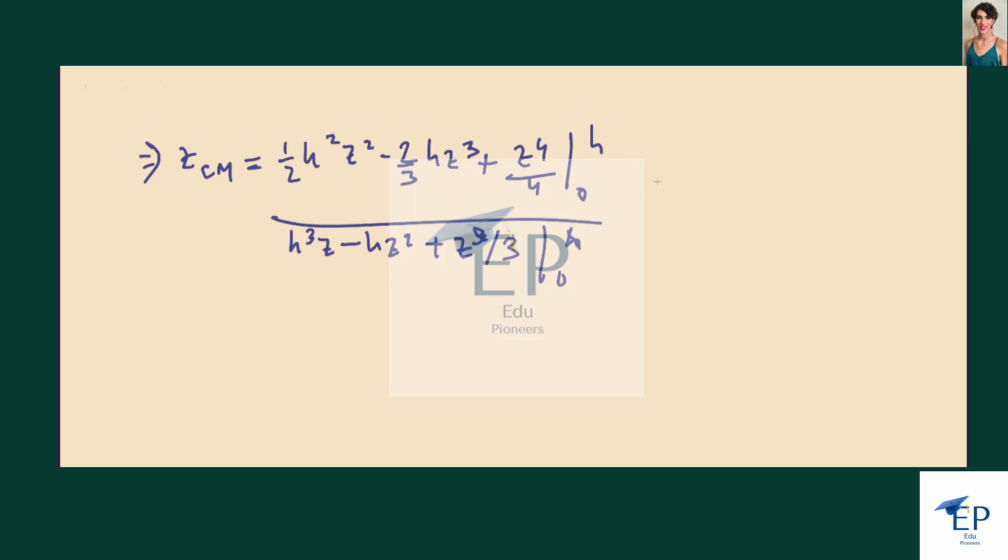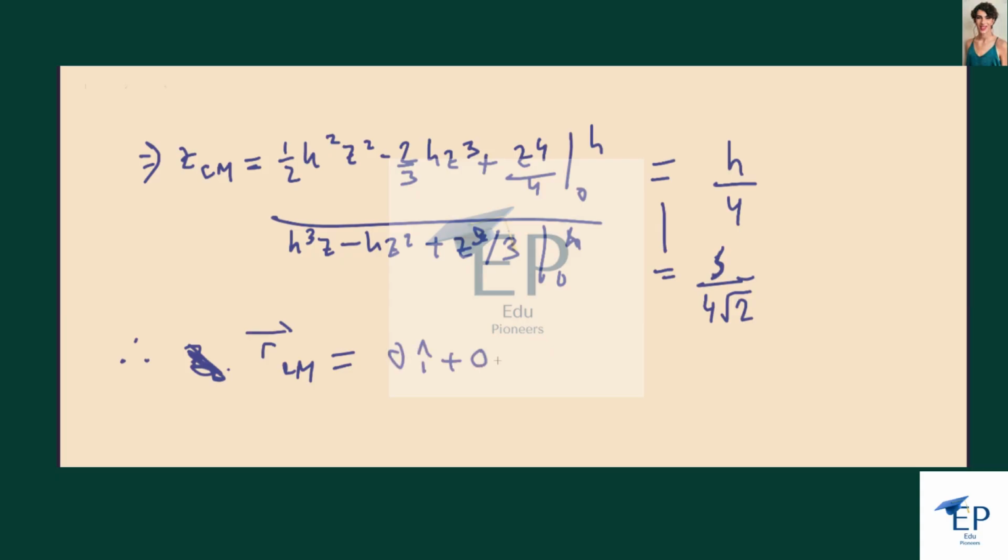And so you work out all of this arithmetic, or you plug in h and all these z's. What you get is h over 4. And h, remember, is s over square root of 2. So this is s over 4 root 2. So we have an answer in terms of s. Therefore, the center of mass coordinates, which is a vector, is 0 i hat plus 0 j hat plus s over 4 root 2 k hat. And that's it.